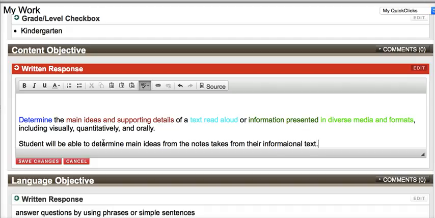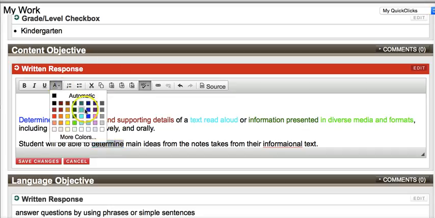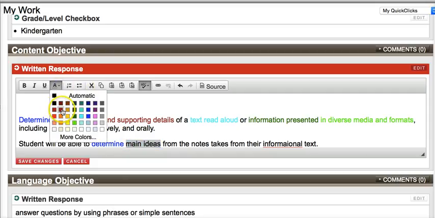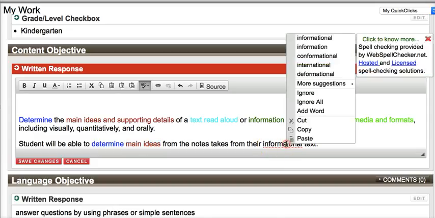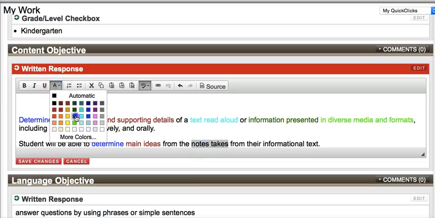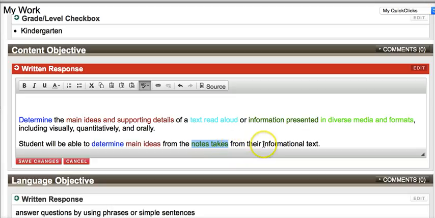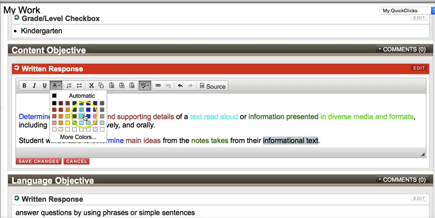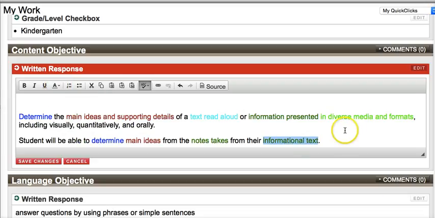Now, that's just part of what we're doing. So we know what the skill is. We're going to determine. And what are they going to determine? Main ideas. So we know what that looks like. And what is the format? Where are they getting these main ideas from? From their notes. So that's a context. Now we know where they're getting these things from. And where did they get these notes from? From their informational text. Okay? So now we know the context for these informational notes.